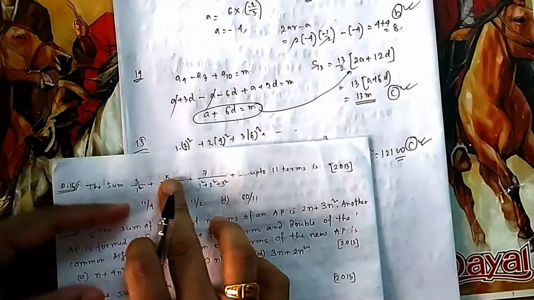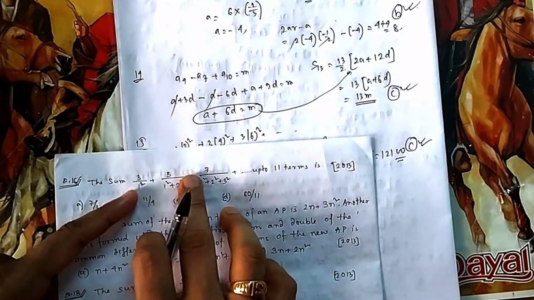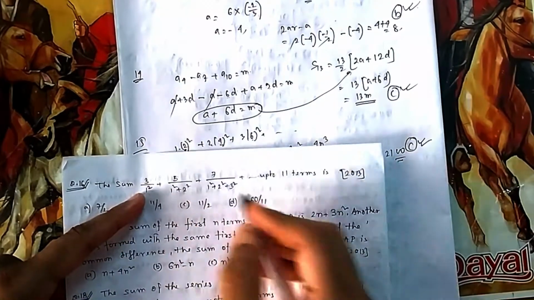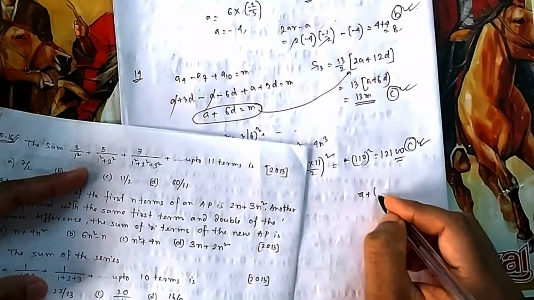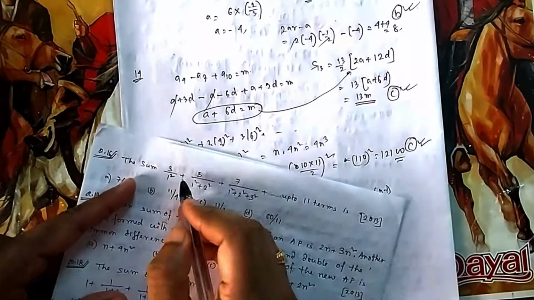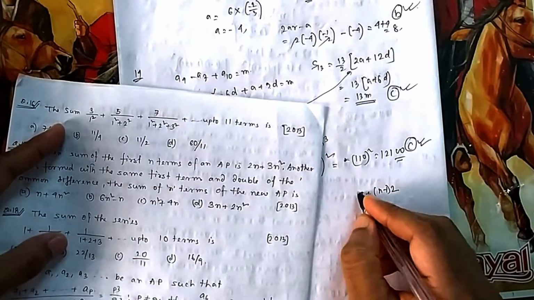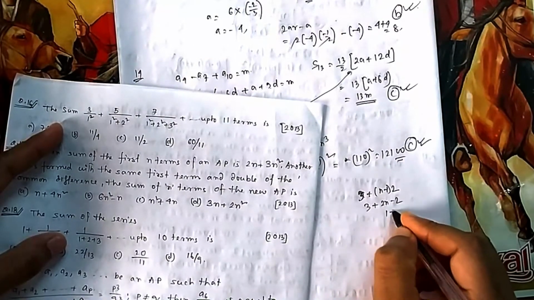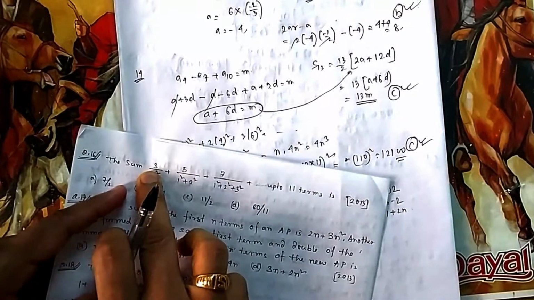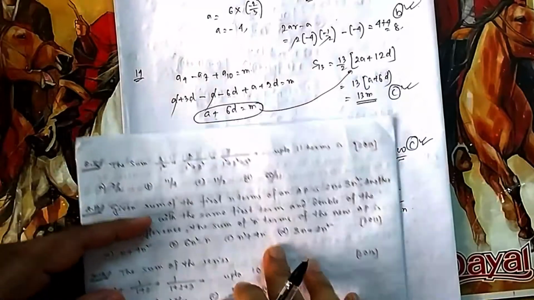You can see the numerator is 3, 5, 7, so it is an AP. It's starting from 3, so its nth term will be equal to a plus (n minus 1) into d. What is the common difference here? 2. So the first term is 3, so it is 3 plus 2n minus 2, so it will be 1 plus 2n, or 2n plus 1. You can see if you put n equal to 1 in 2n plus 1, it is 3. So the numerator is easy, 2n plus 1.